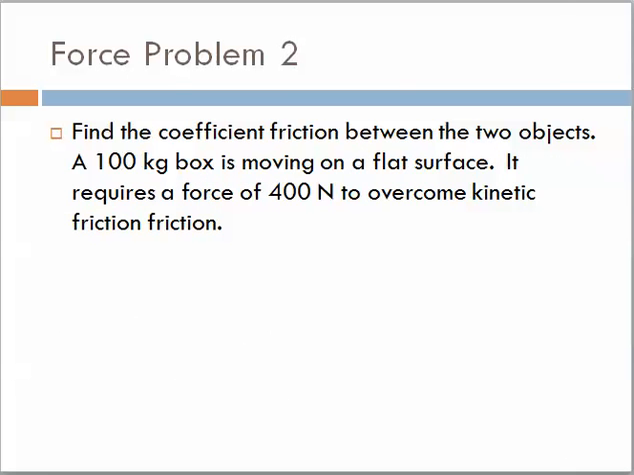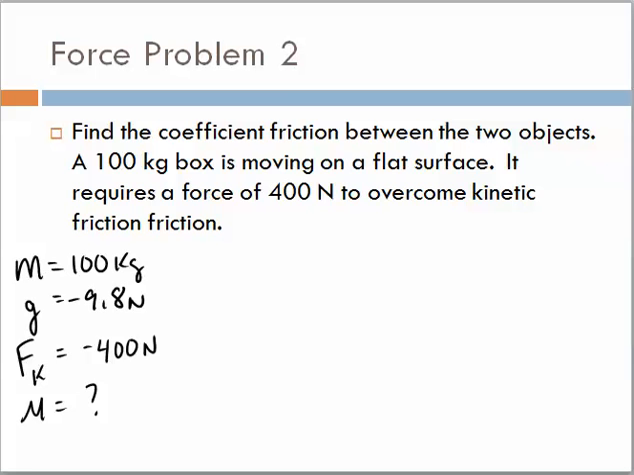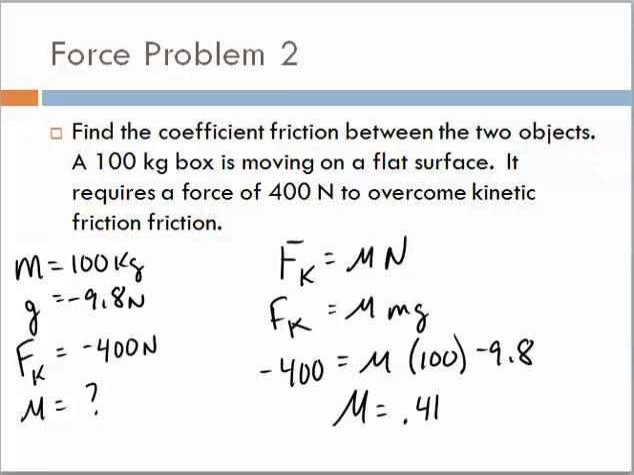Okay, find the coefficient of friction between the two objects. I want you to go ahead and pause this and see if you can work this one out. As you can see here, I've given you a list to help you. I'm sure one of your questions is going to be, why is the force negative here? What we got here then, I put the kinetic friction equals mu times N.